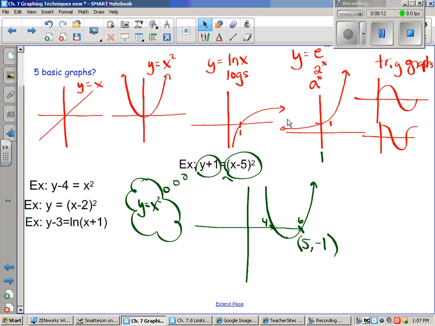Tomorrow in class, when we start practicing these, my hope is that you can see these equations not just as the root graphs, but also as a transformation.